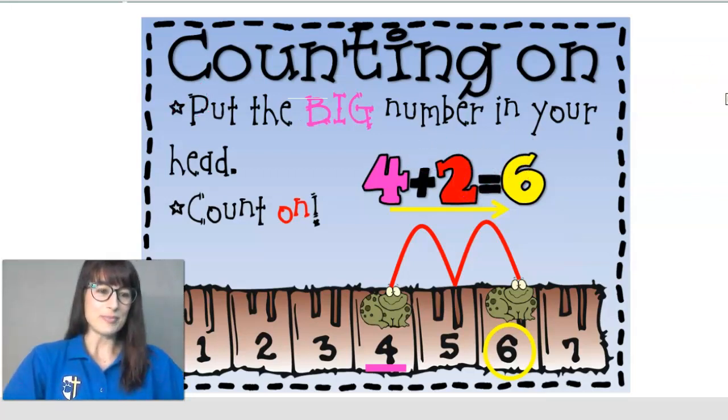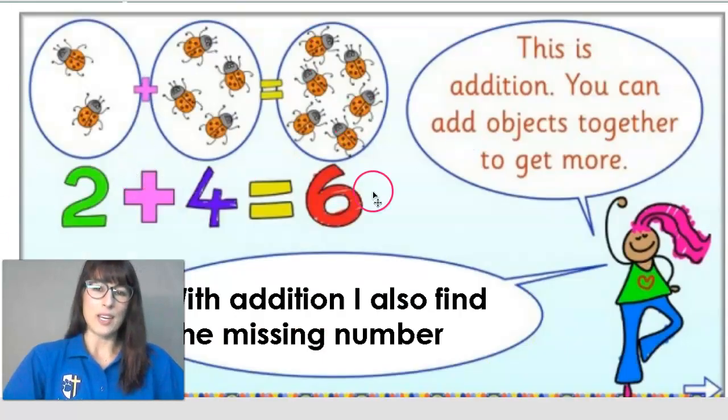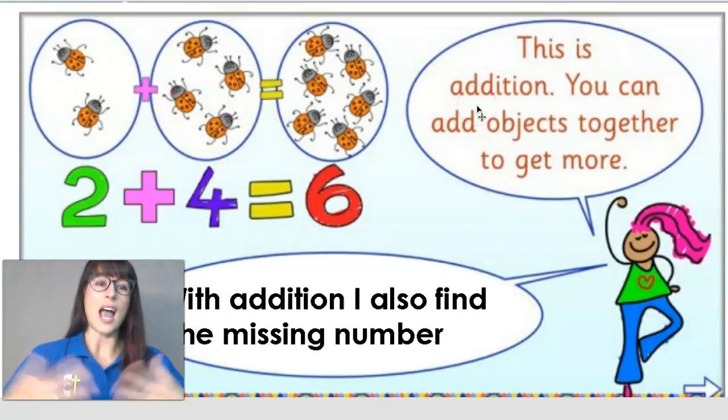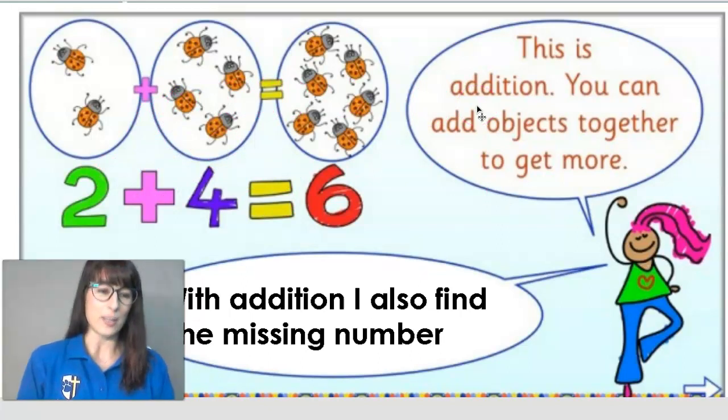Great. Okay, so for example, here we have an addition problem. Addition means adding objects together to get more. Just keep that in your mind when you read these problems. You're adding 2 plus 4 is 6. And we can also find missing numbers.